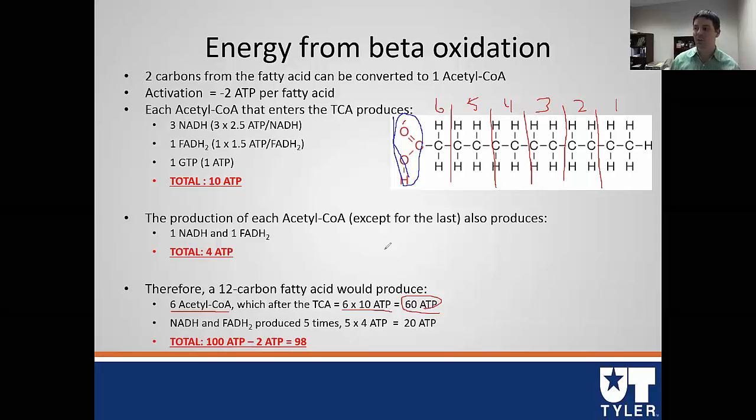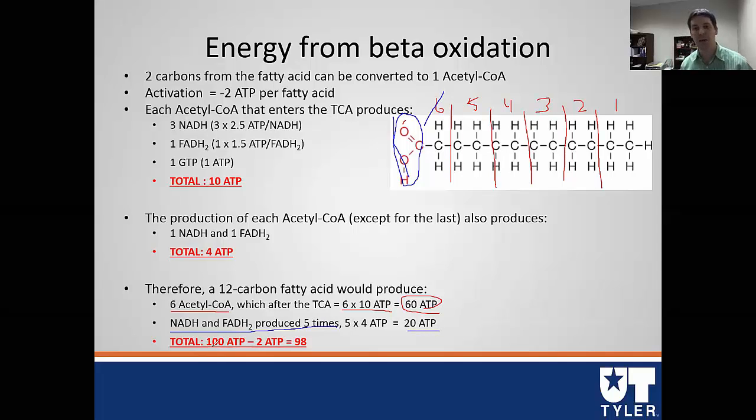So here, when we calculate the conversion into acetyl-CoA, we can only do it 5 times. So 1, 2, 3, 4, 5. This last one with the carbons bound to the oxygen, we're unable to use that. So here we'll produce 1 NADH and 1 FADH, which gives us a total of 2.5 plus 1.5, gives us 4 ATP. Therefore, the conversion step 5 times, 1, 2, 3, 4, 5, times 4 gives us 20 ATP.